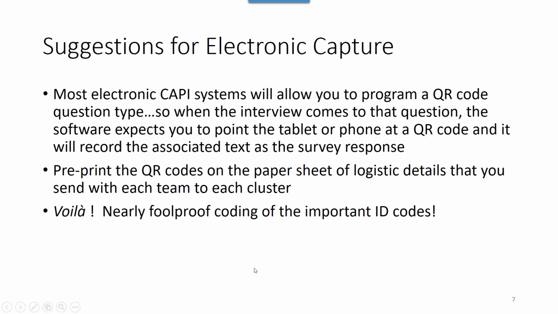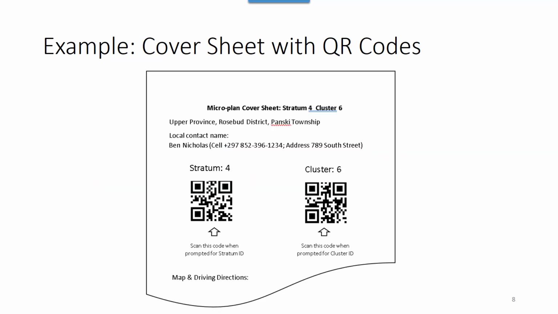So you can pre-print those on the paper sheet of logistic details that you were already going to send with your team to the cluster anyway, right? Here's an example on the next slide. Here's a cover sheet that you might send with the team that's going to Cluster 6 in Stratum 4. You're going to send them some driving directions. You're going to send them the name of the local contact that they'll meet with when they get there. So go ahead and also print the QR code for Stratum ID and Cluster ID.